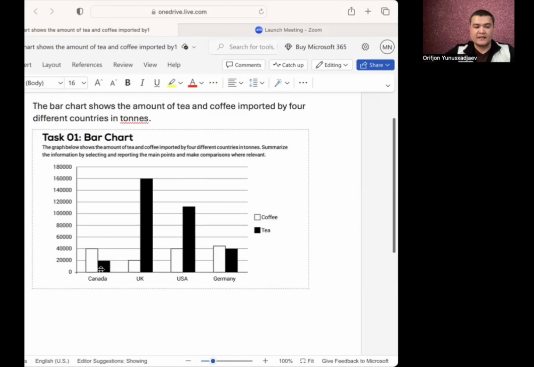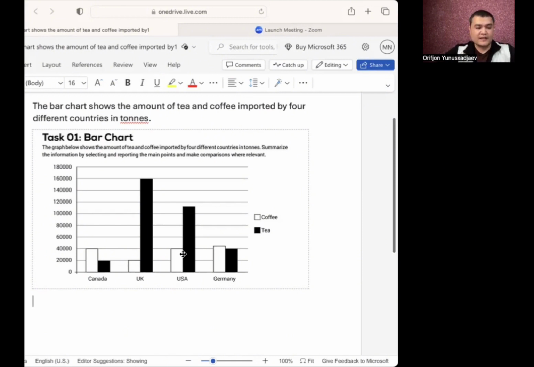In terms of Canada, we have 20,000 versus 40,000. Okay, and here the difference is significantly huge. In the UK, the coffee importation is 20,000 tons, right? And the tea importation accounts for 160,000. Okay, it's a very huge amount here.